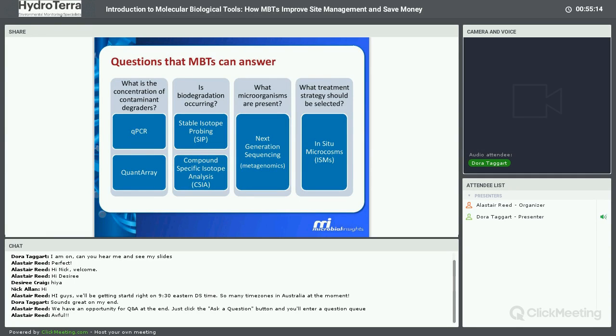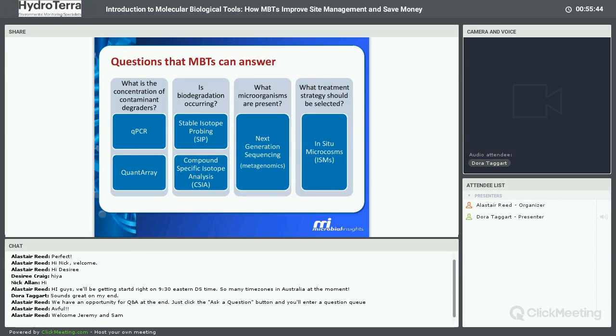So when I was putting this presentation together, I was thinking about what those questions are. So often we have questions like, what's the concentration of our contaminant degraders? And we can use tools like quantitative PCR or Quantarray to help us answer that information. So these are tools where we extract the DNA from our sample, whether it's a groundwater or a soil, and we use this analysis to give us a number of a particular microorganism or a particular functional gene that we're interested in.